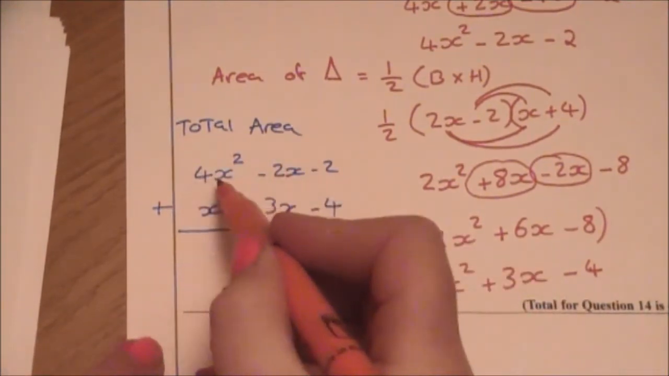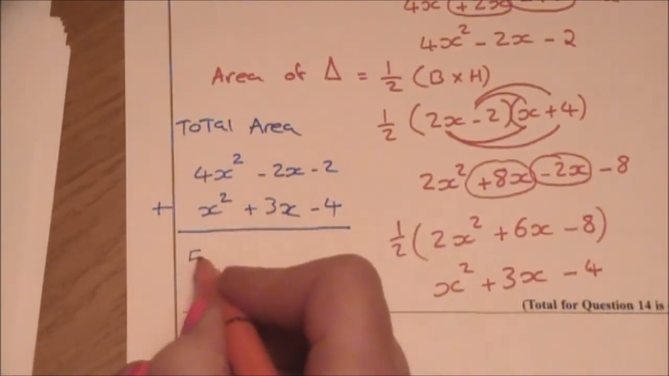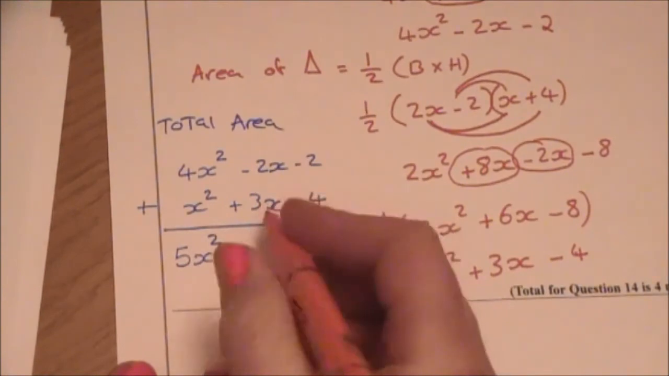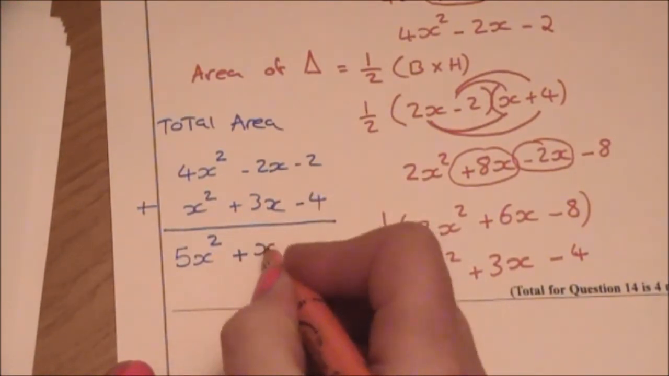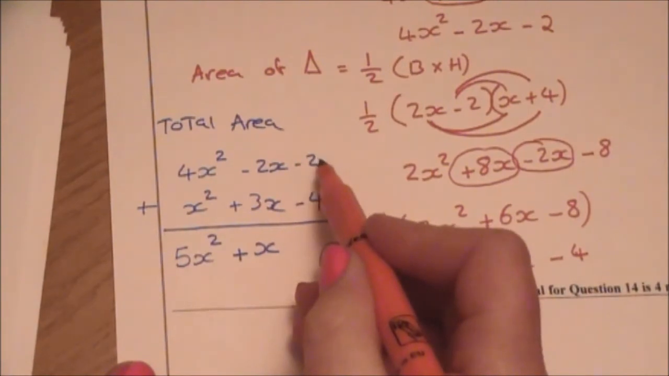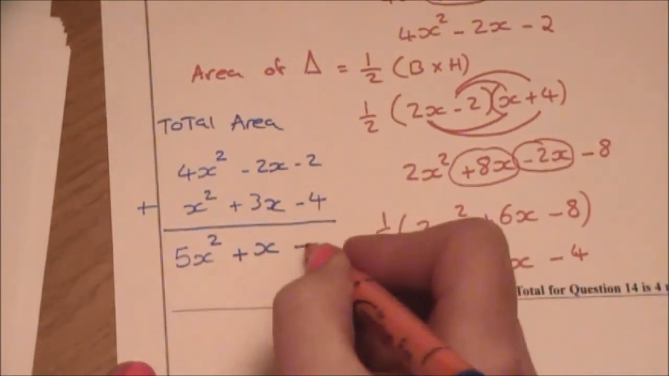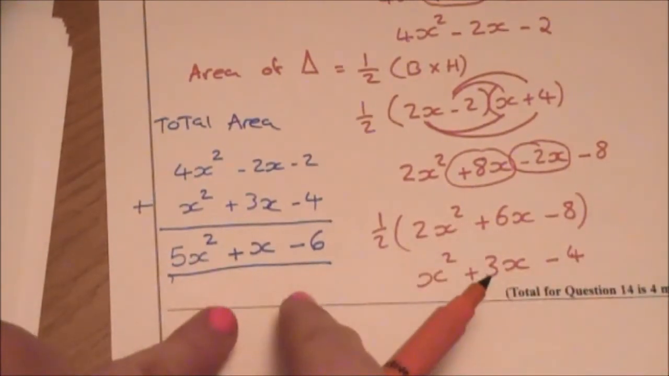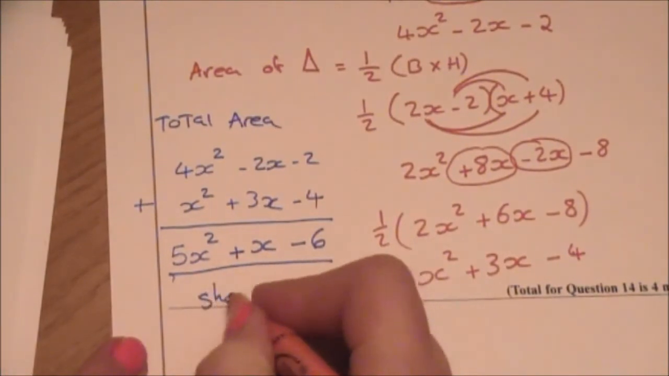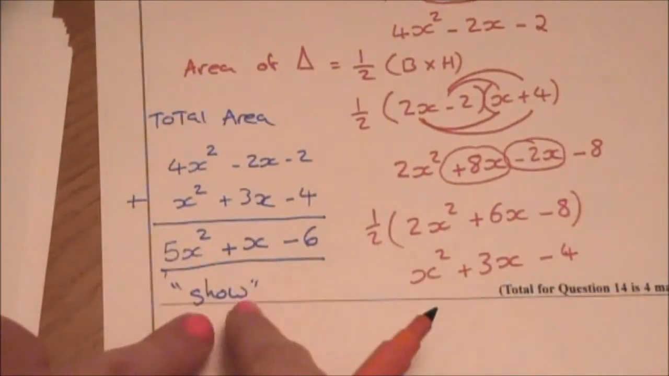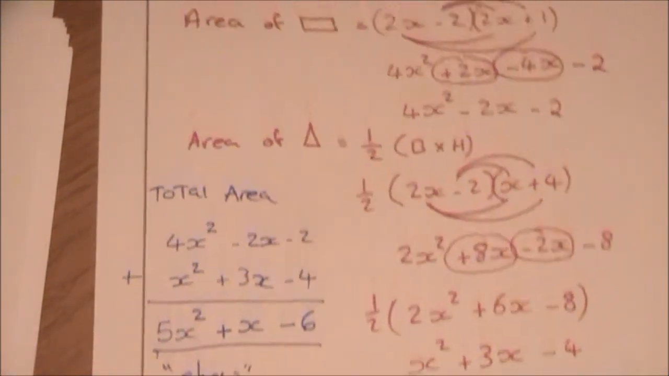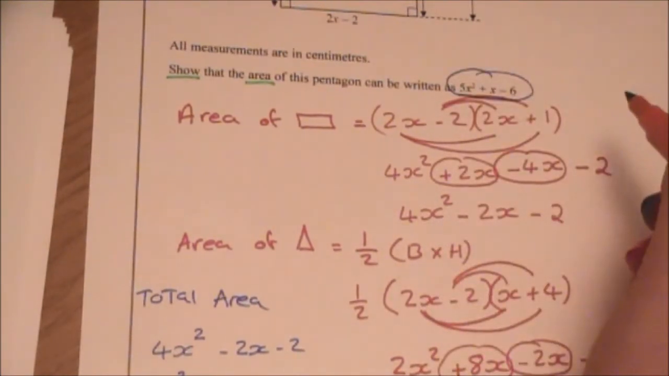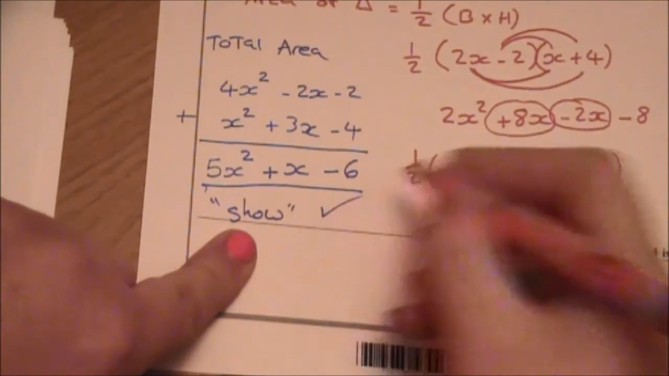So when I add those together, I get 4x squared, add x squared, gives me 5x squared. I've got negative 2x plus 3x, leaves me with a positive 1x. And I've got negative 2, add negative 4, gives me negative 6. So there's my total area. Now, if you remember correctly, this was a show question. So I can look back and check, have I successfully answered that? Here's the question. Show that the area can be written as 5x squared plus x minus 6. Yes, I've shown that. Brilliant.